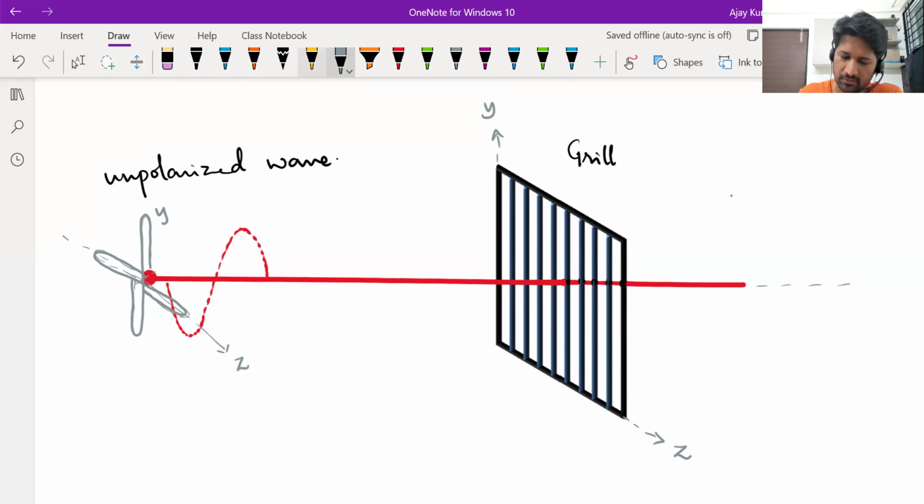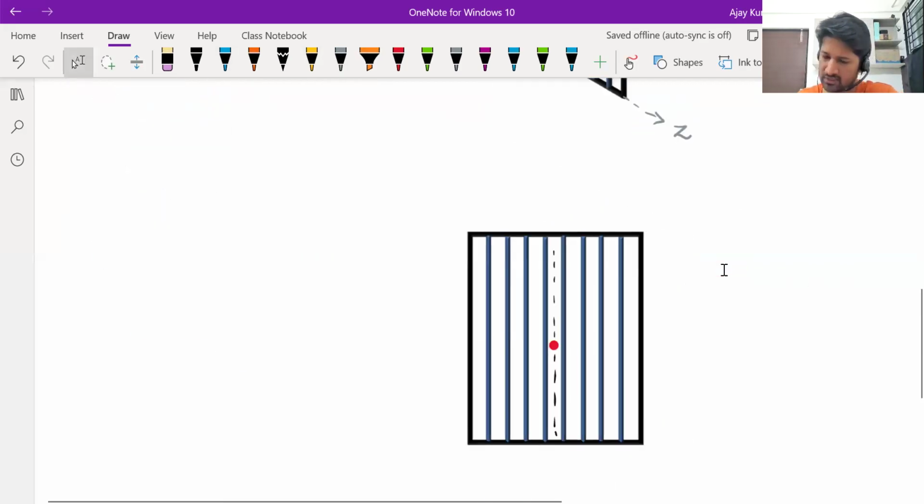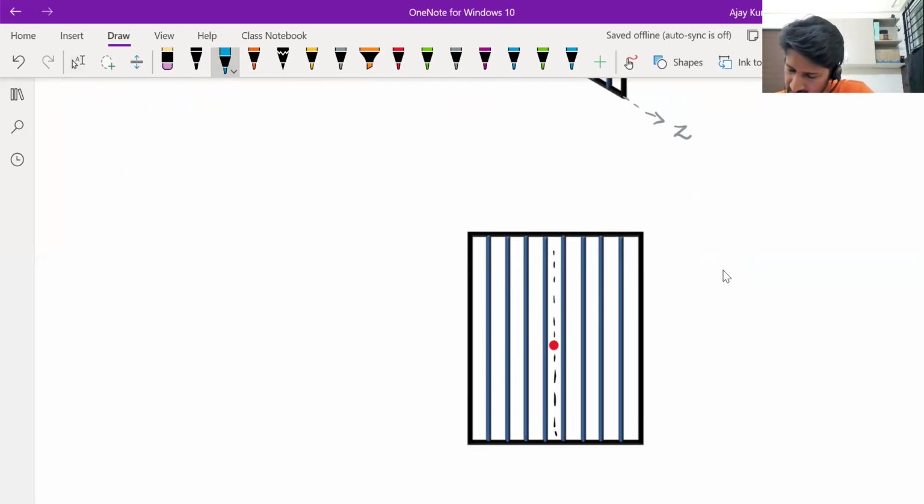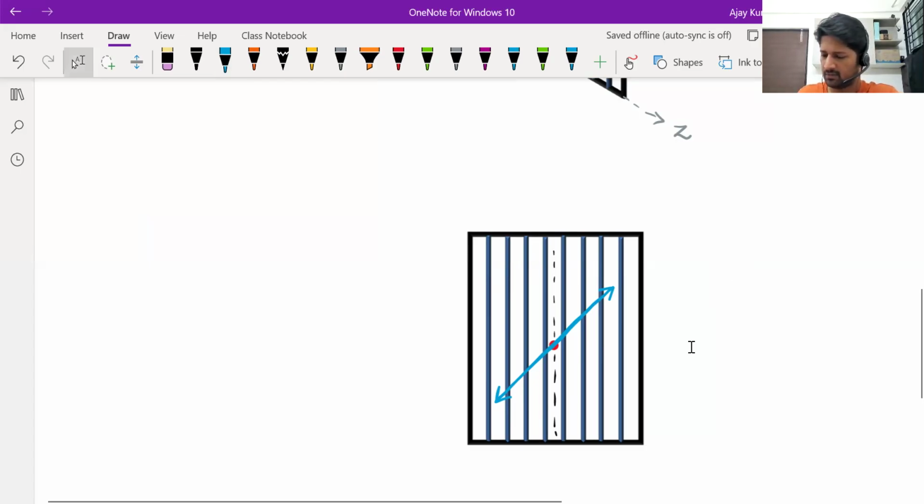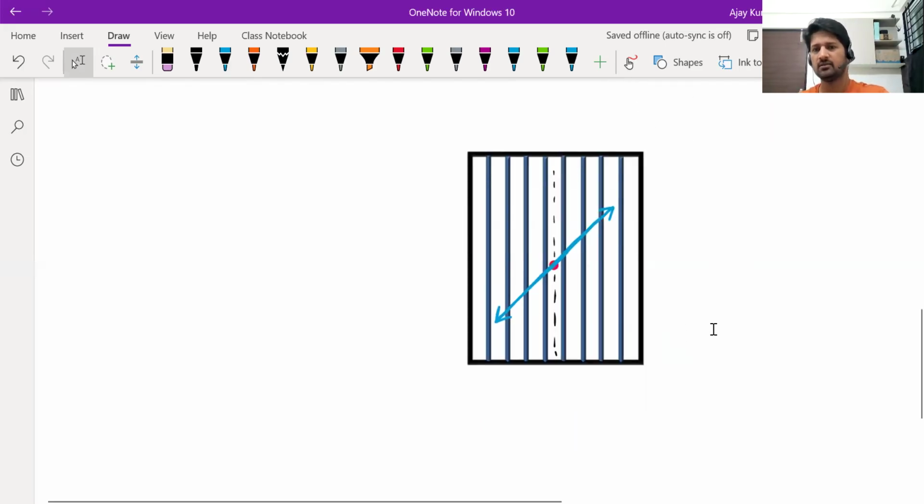What if you disturb the first particle in a random direction between the y-axis and z-axis? Let's say you created an oscillation like this. Then what will happen? That disturbance is basically trying to displace particles in both y and z directions. So you are trying to move particles of the string in a direction like this. If you try to oscillate the particle at an angle, can you guess what will happen? Will the disturbance pass through the grill or not? Or will it get blocked completely, or will it partially pass? What will happen?